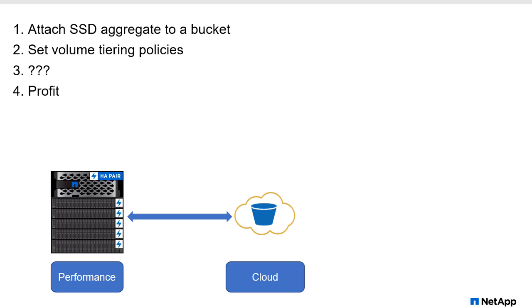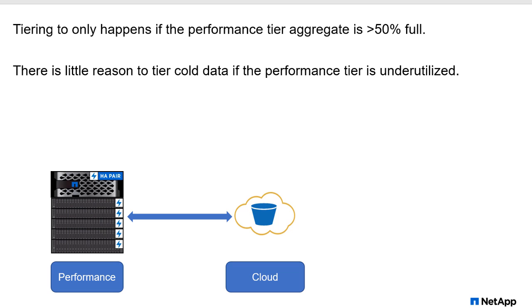But sometimes, things don't go as planned. And that's almost always due to the aggregate not being full enough. Maybe you're in a new cluster and there just isn't very much data, or maybe you have large 800 terabyte aggregates and you have a lot of data, but you haven't hit that 50% threshold. So by default, the tiering fullness threshold is going to tier to the cloud only if the performance tier aggregate is at least 50% full.